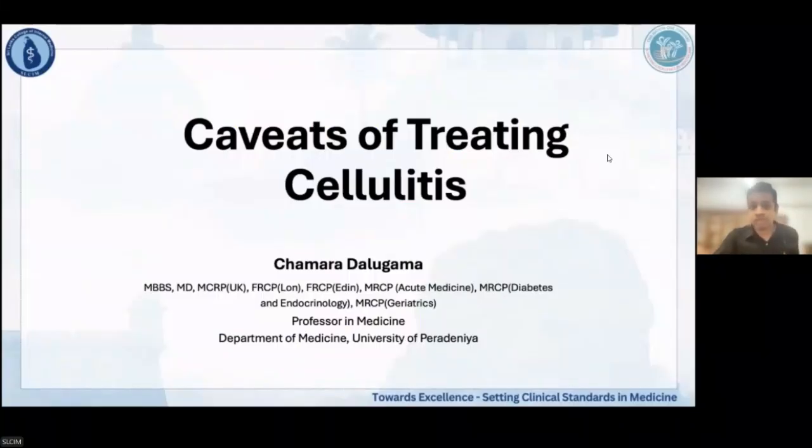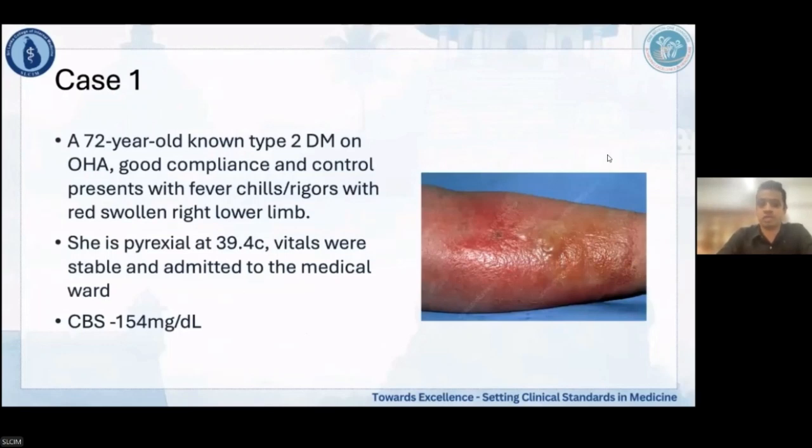I'm going to talk about caveats of treating cellulitis. So let's move to our patient. We have a 72-year-old woman with type 2 diabetes mellitus on oral hypoglycemics with good compliance and control. She presents with a history of fever, chills and rigors, with a red, swollen right lower limb, which you can see on the right side of the screen. She's pyrexial at 39.4 degrees Celsius. Her vitals are stable, and she's admitted to the medical ward.